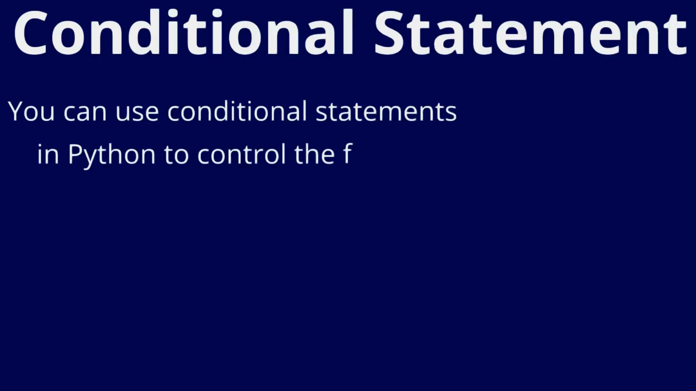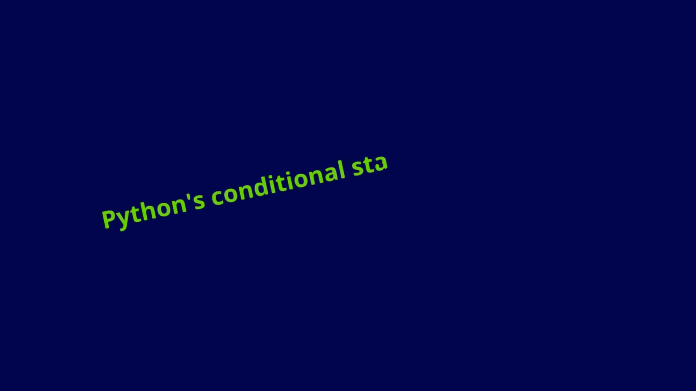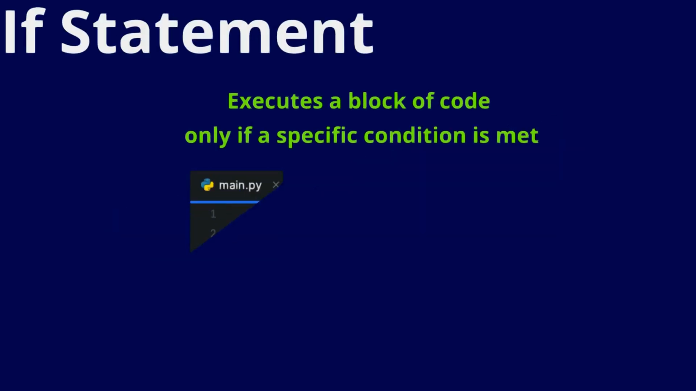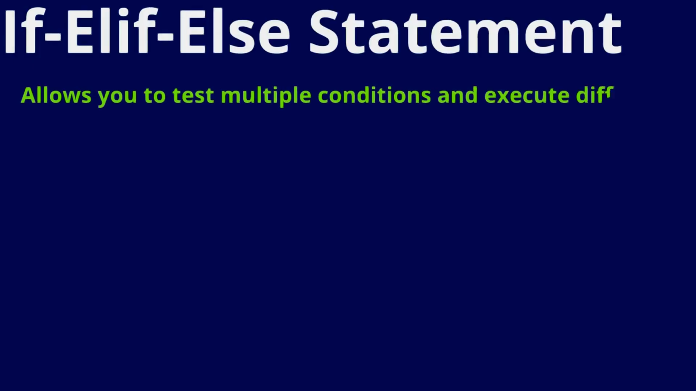Conditional statement. You can use conditional statements in Python to control the flow of your program based on certain conditions. Python's conditional statements include if, elif, short for else if, and else. You need to know these things about Python conditional statements. The if statement. The if statement executes a block of code only if a specific condition is met. Using the if-else statement, you can execute one block of code if a condition is true and another block if the condition is false.